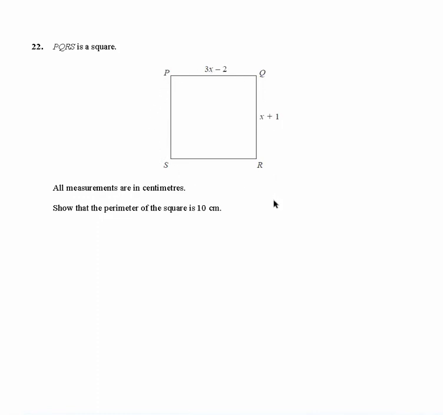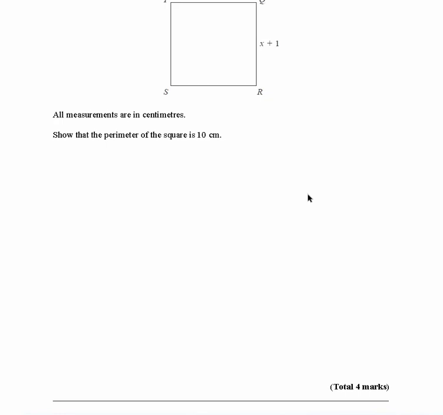Now, how could you get a value for x? Well, this is the key statement here. PQRS is a square. So if it's a square, what do you know about that and that? Right. So now, how would you write that as an equation? Okay, just writing that down as an equation will probably give you a mark.